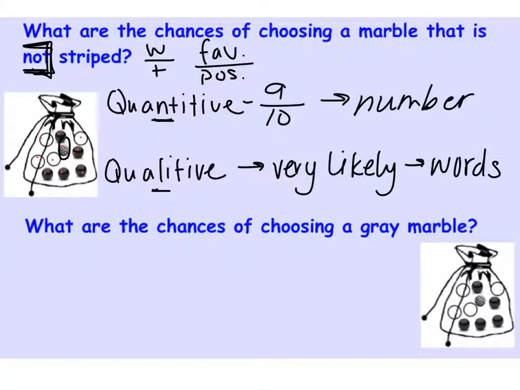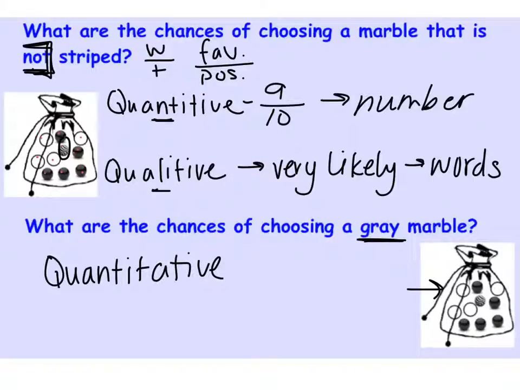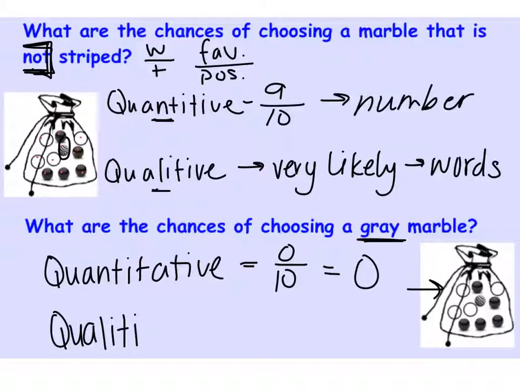Down here we have another one. What are the chances of choosing a gray marble? Well, when we look in this marble bag, which is the same marble bag, there are no gray marbles. So quantitative-wise, we are looking for the number. And that is 0 gray marbles out of 10, which is a 0 probability. And then that qualitative word that describes it, the letters, is impossible.